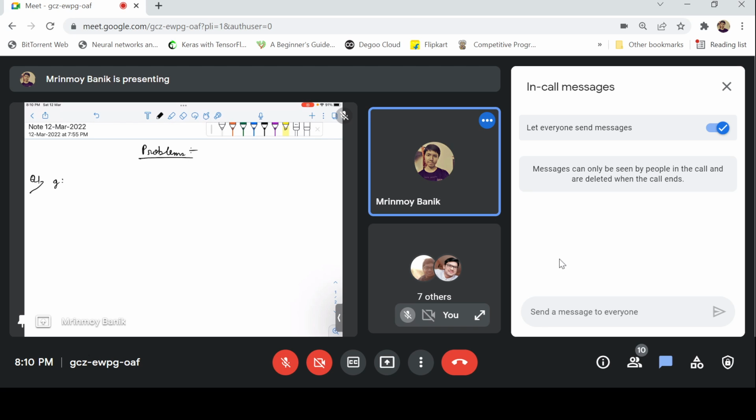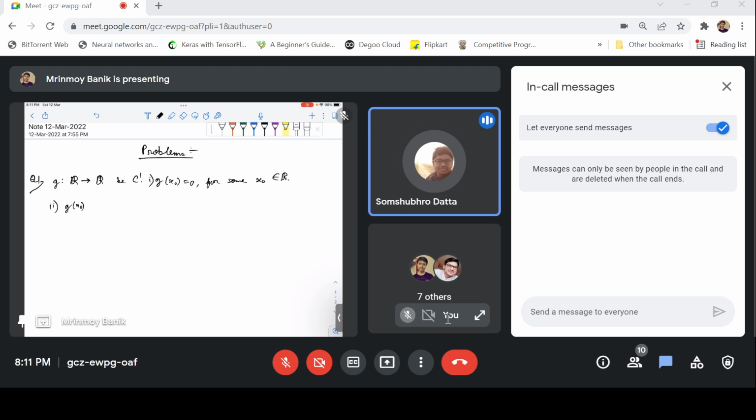Okay, so the problem. Let g be a differentiable function, I mean C1. C1 means it's differentiable and its derivative is continuous. And also assume g(x0) equals 0 for some x0 in R. This is condition number 1. Condition number 2: C1, it's not an exclamation, it's C to the power 1, you can say.